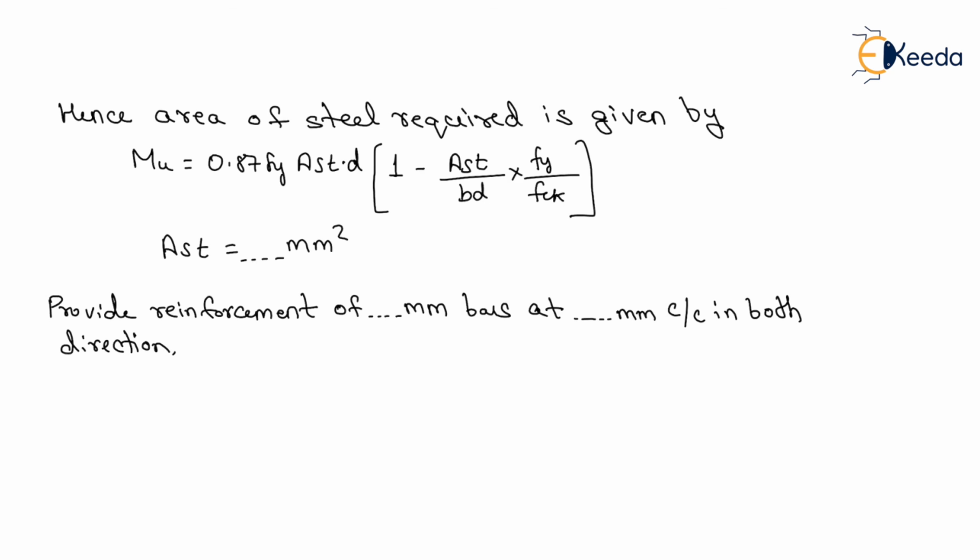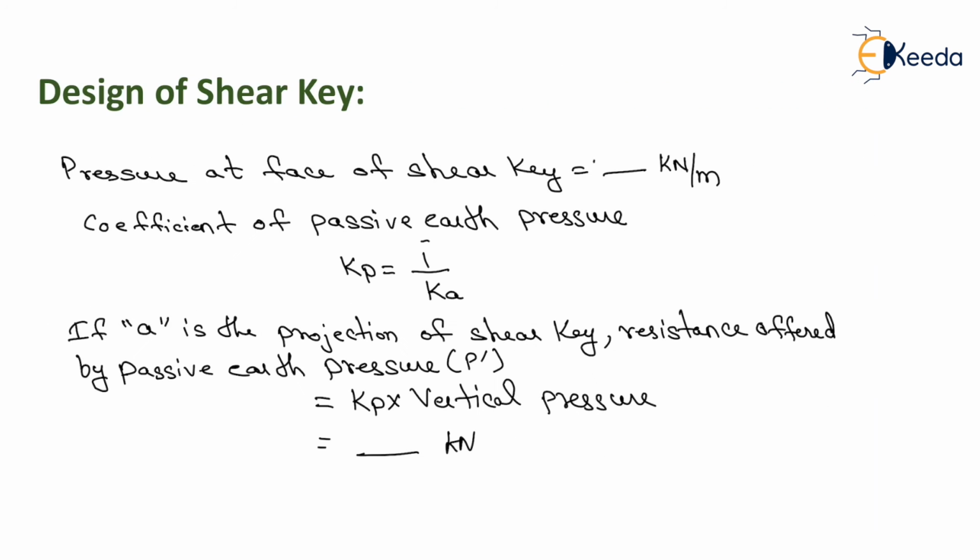Hence, area of steel required is given by Mu equals 0.87 Fy AST into D in bracket 1 minus AST upon BD into Fy upon FCK. We will get AST in mm square. After this, we will provide reinforcement of dash mm bar at dash mm center to center in both directions.